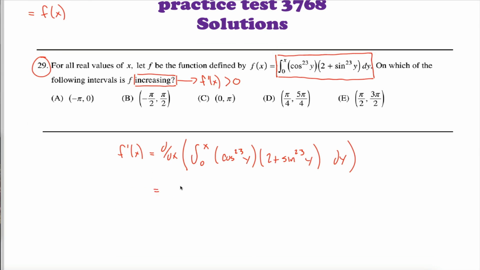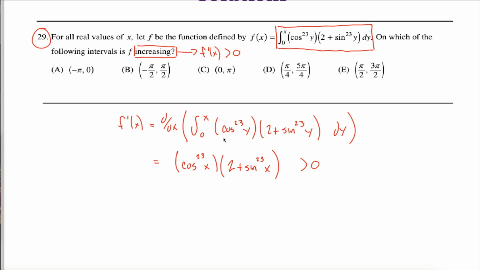And f prime of x is equal to the cosine of x raised up to the 23rd power times 2 plus the sine of x raised up to the 23rd power. I just want to know, when is this thing increasing? In other words, when is this thing, the derivative, greater than 0? Well, let's see, if you're multiplying together two things, it's going to be greater than 0 if both of those things are positive or if both of those things are negative.